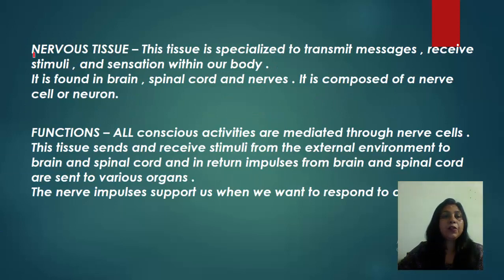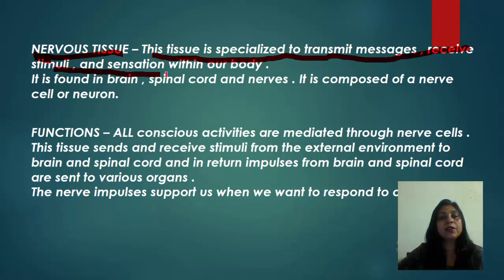Now the next type of tissue is nervous tissue. As the name suggests, it is present in the nervous system. This tissue is specialized to transmit messages, receive stimuli and sensation within our body. Where is it found? It is found in the brain, spinal cord and nerves. It is composed of nerve cells or neurons.